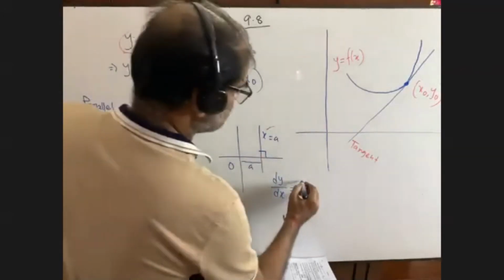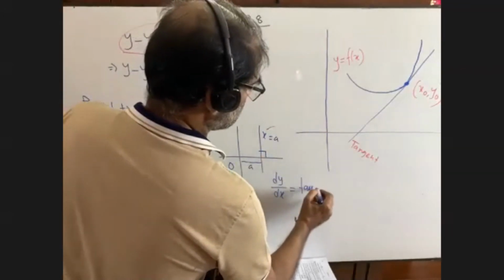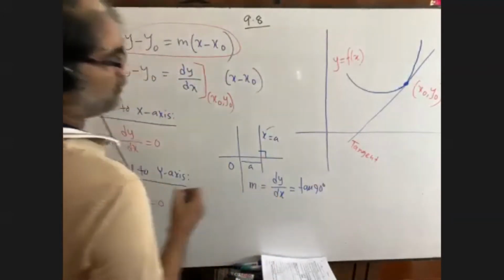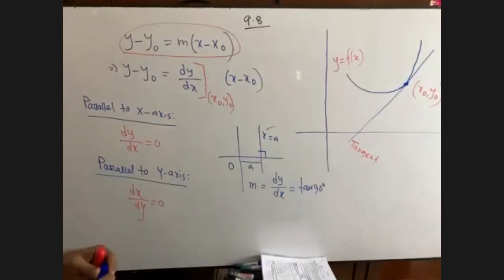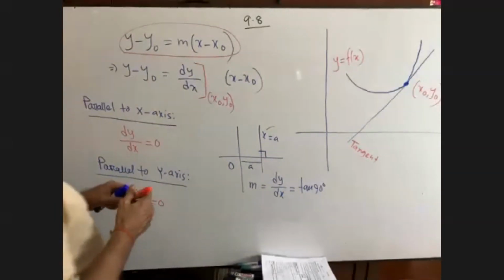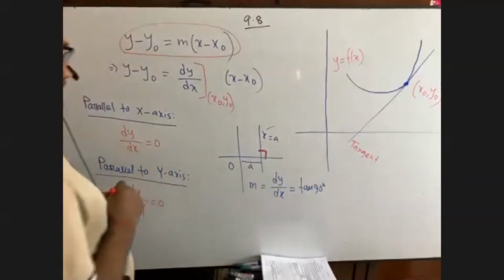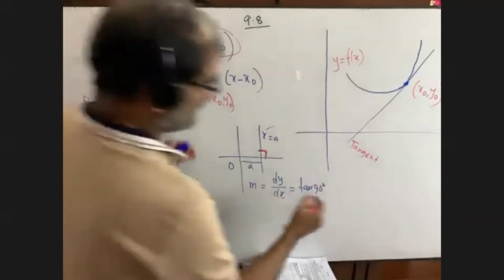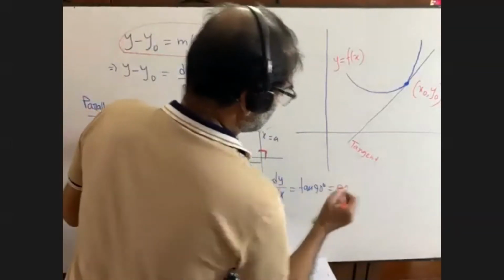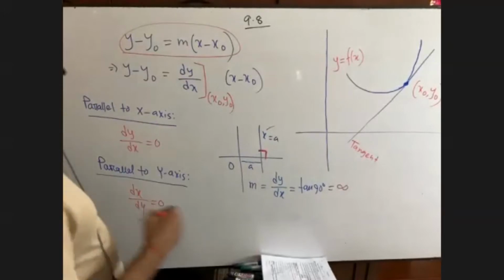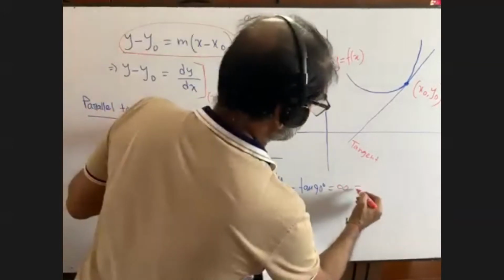Tan 90 degree. I told you m equals dy by dx, m equals tan theta. What is the angle here formed with the x-axis? 90 degree. So 90 degree means what? Tan 90 is infinity. That means 1 by 0.